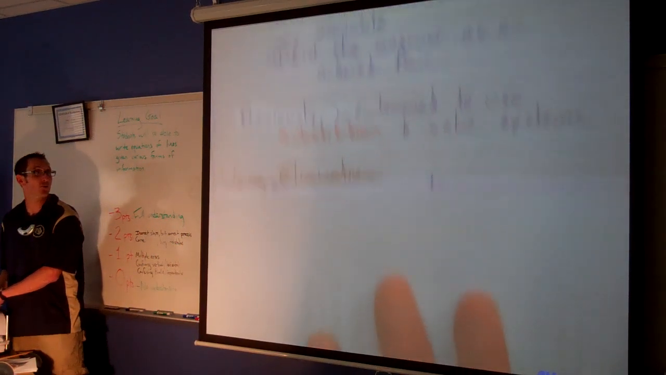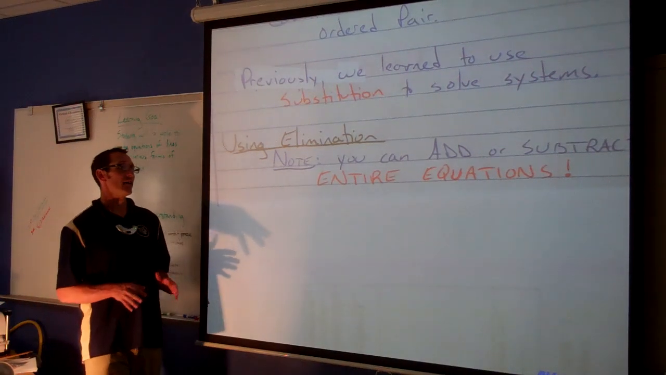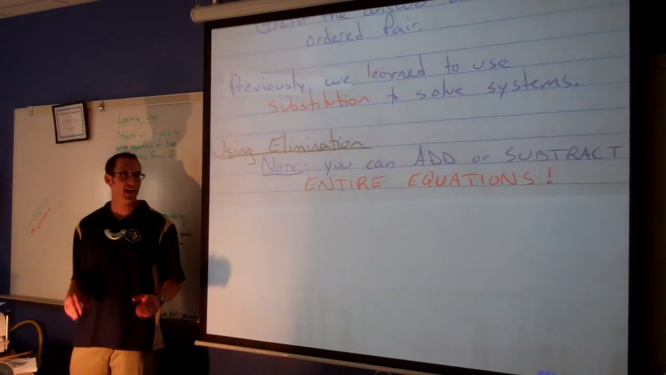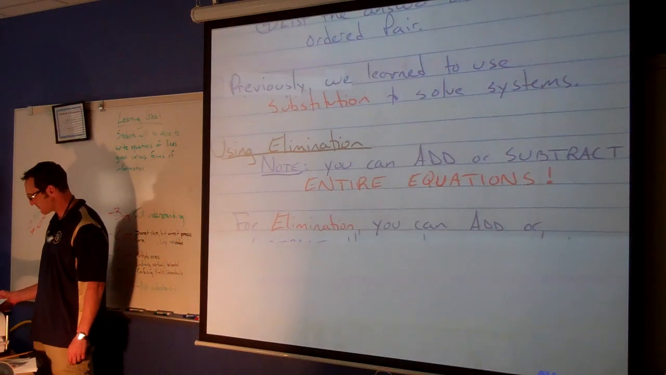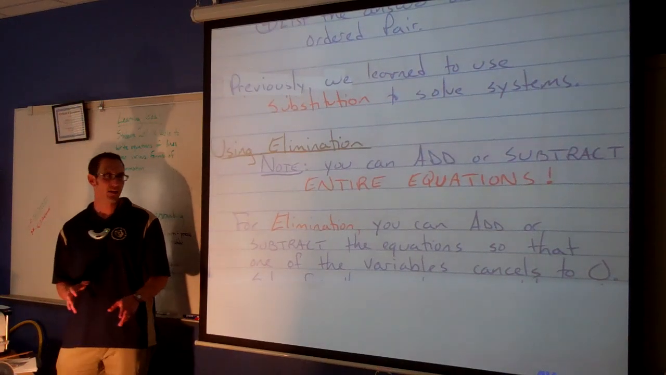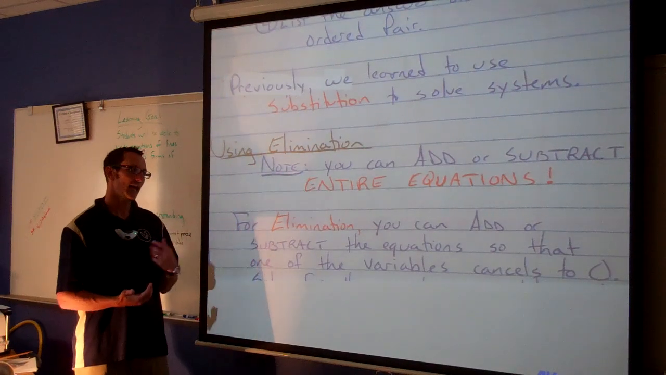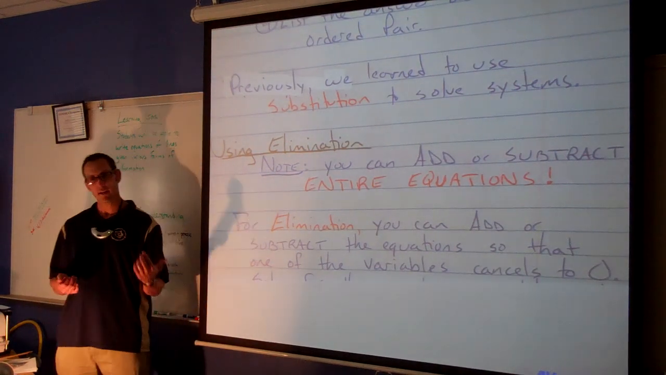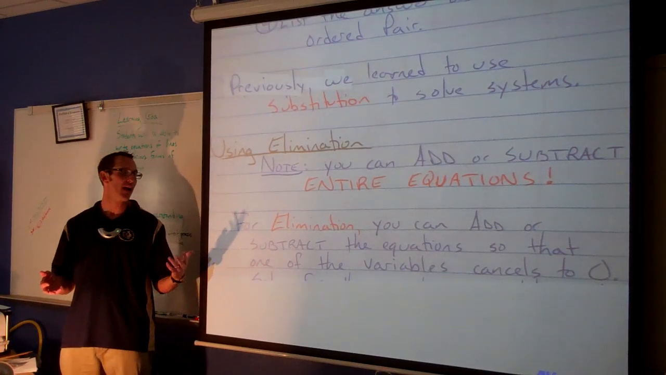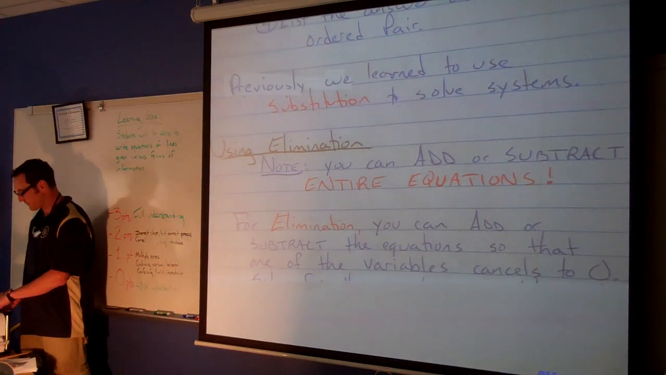Alright, so here's kind of the new stuff. You can add or subtract entire equations. That's a handy piece of knowledge to take with you. For elimination to work, you can add or subtract an entire equation so that one of the variables cancels to 0. You can add an equation, as long as you're adding the opposite of one of the variables, you're going to get 0. Or you can subtract equations, and you can cancel one of the variables so that they subtract to 0.